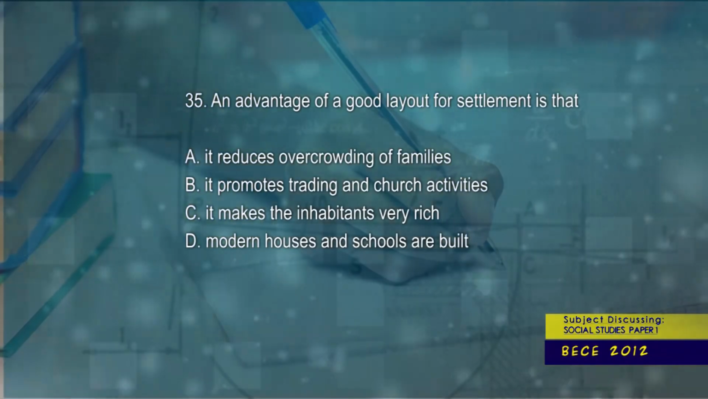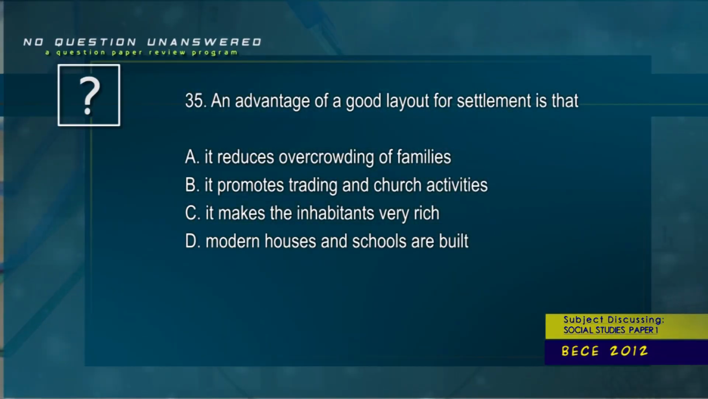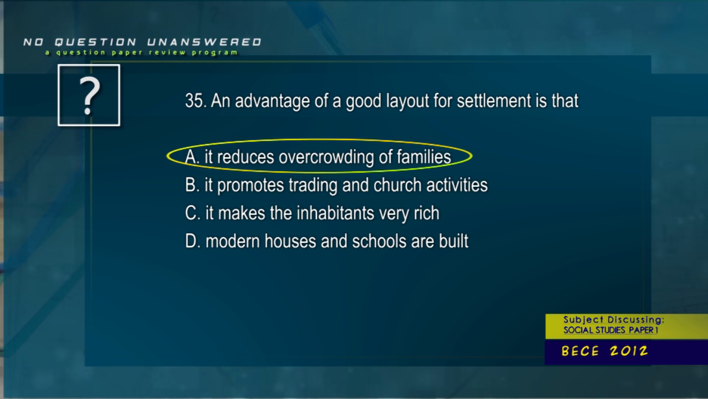Question 35, viewers. An advantage of a good layout for settlement is that A. It reduces overcrowding of families. B. It promotes trading and church activities. C. It makes the inhabitants very rich. D. Modern houses and schools are built. Viewers, our correct answer is A. It reduces overcrowding of families.